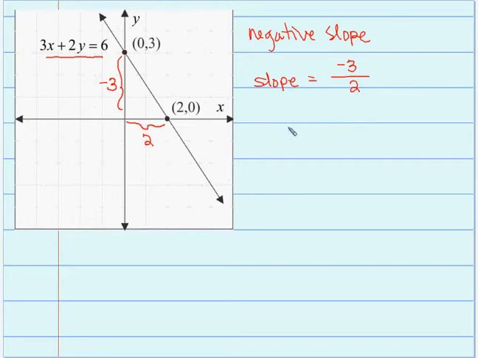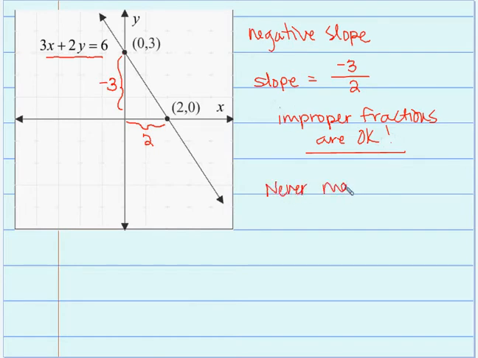Do not ever write slope as a mixed number. Sorry, it is an improper fraction. Improper fractions are okay. You never make it into a mixed number. Okay, we need to know the distance that we go up or down and the distance that we go right or left.